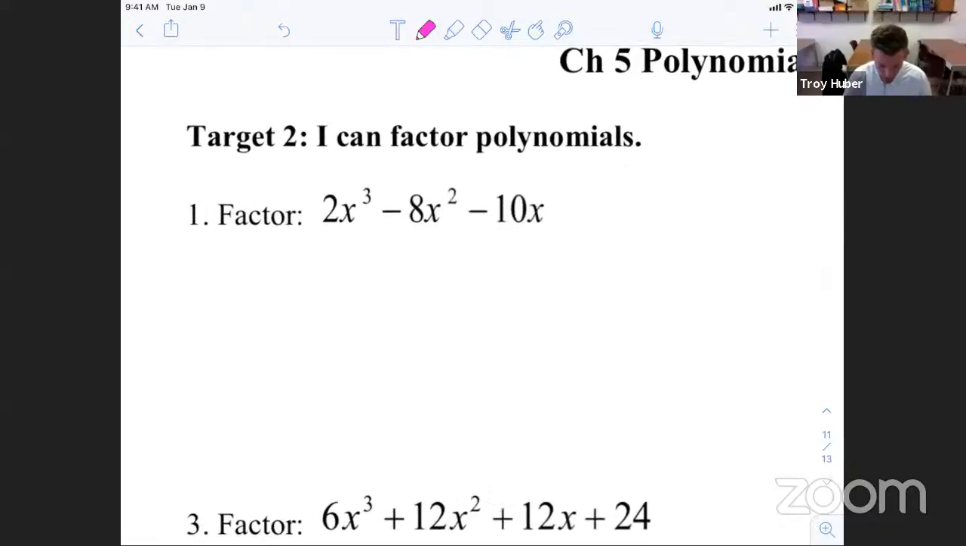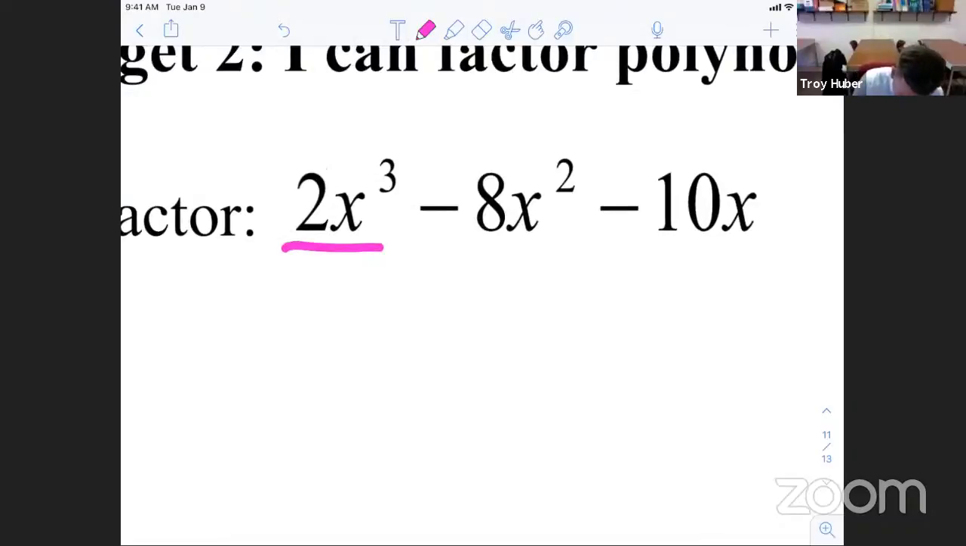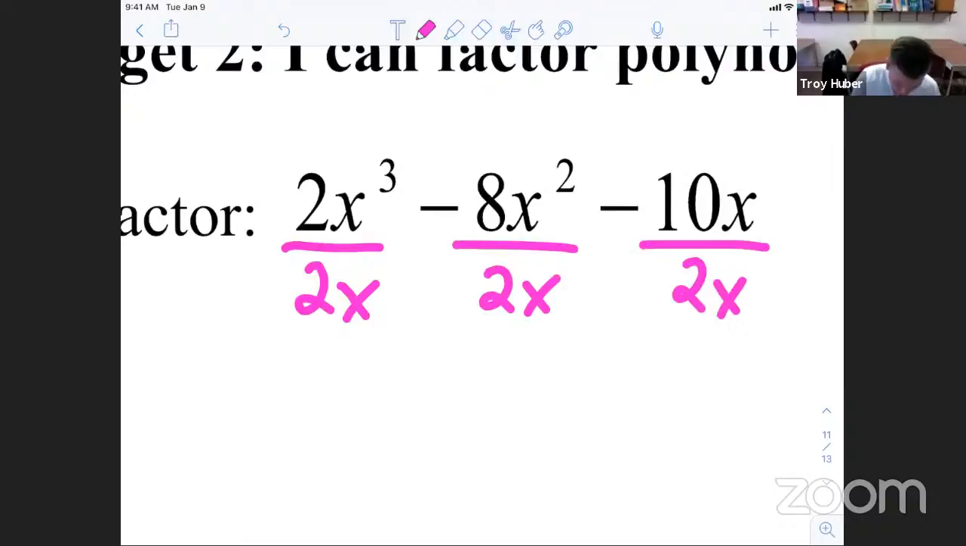Let's go ahead and look at problem number 1. Problem number 1 says factor. We always want to look to see if there's any greatest common factor that we could take out. In this one, we could actually take an x out of all of these. See how they all have an x variable? And they can also all be divided by 2. So I'm going to divide each of these by 2x. I'm going to factor out my 2x.